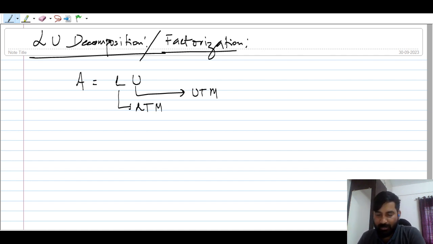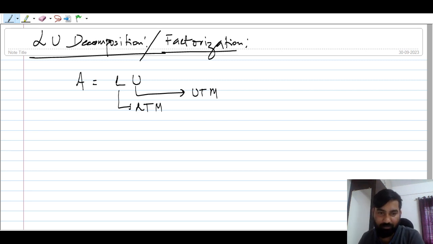So how to factorize? Basically, this A matrix is going to be a square matrix, and this square matrix has to be factorized into a lower triangular matrix and an upper triangular matrix. When you can factorize any matrix into L and U, that is also very important to understand. What is the criteria, what is the condition when you can factorize in terms of L and U?